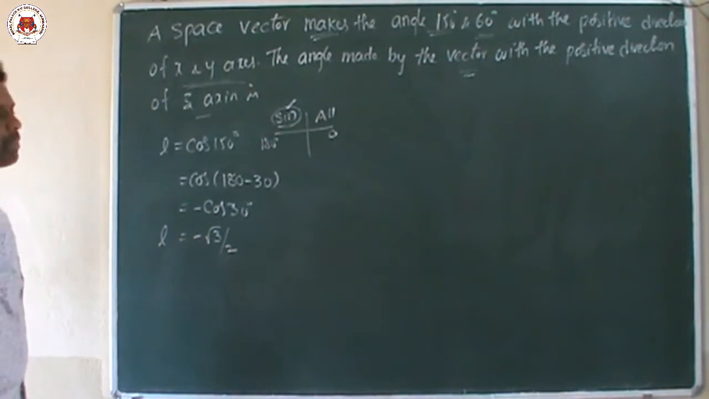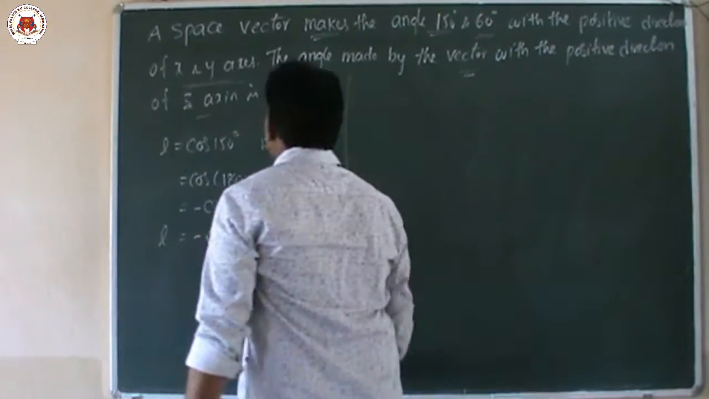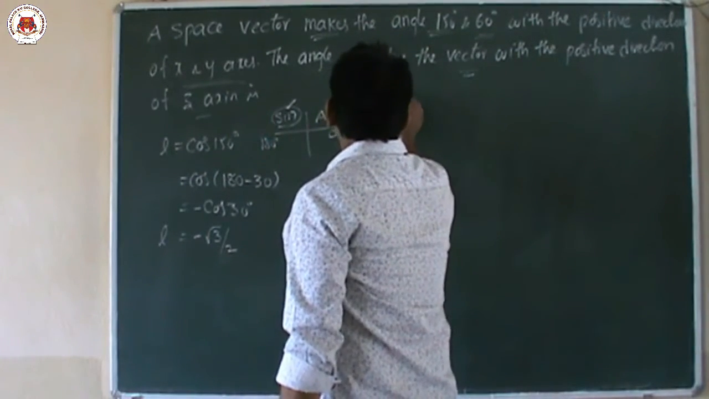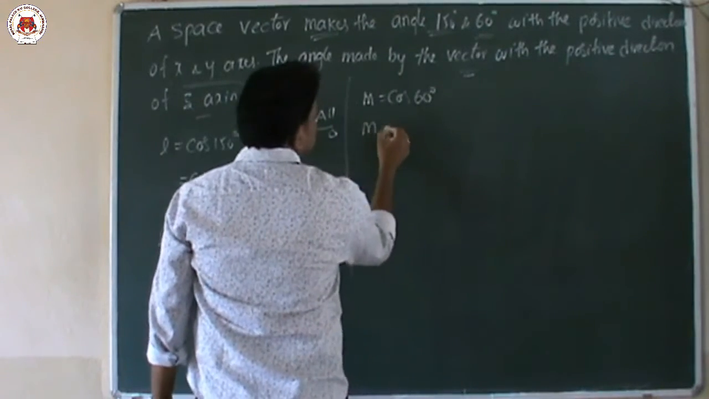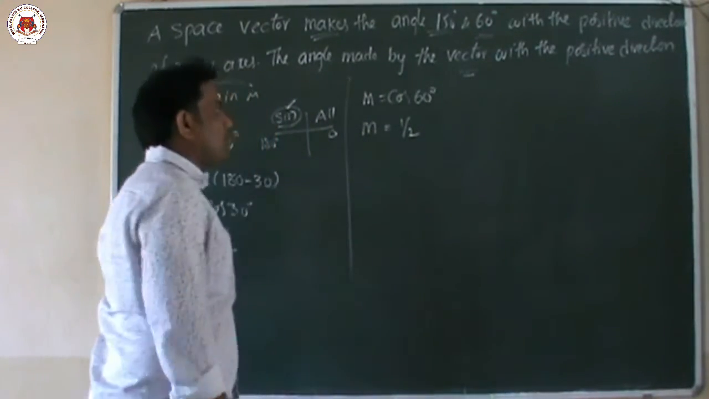L equal to minus root 3 by 2. Next one is the M. M equal to cos beta. Cos beta means cos 60 degrees. So M is equal to cos 60 value, which is 1 by 2.